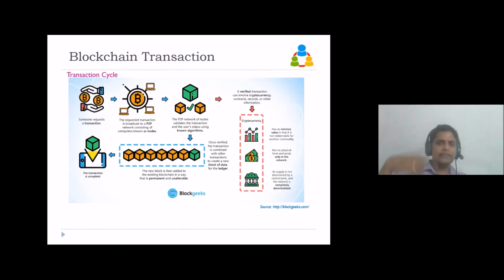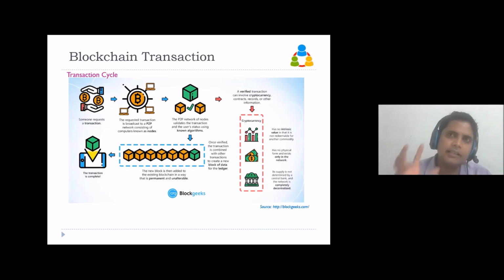So this process happens simultaneously when there are hundreds or thousands of computers in the network, and there are algorithms to claim that I have created a block. Okay, that mechanism I will tell you when we speak about mining. That is coming in the next few slides, I think. So this is how a transaction is getting created.